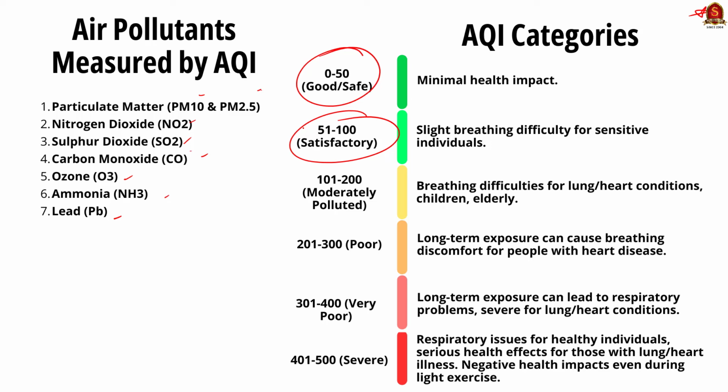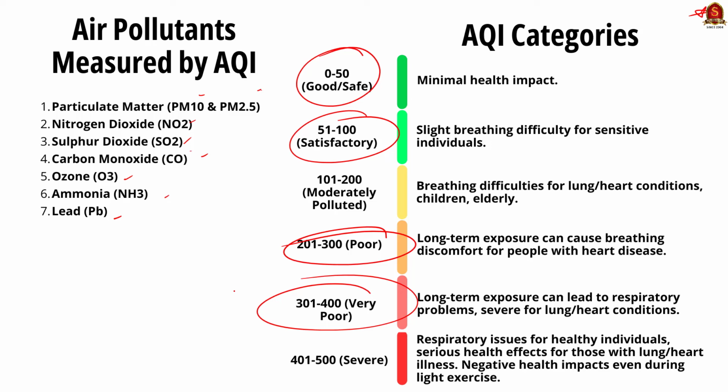Continuing our discussion, the readings 101 to 200 is moderately polluted. In this situation, individuals with lung diseases, heart conditions, children and the elderly may find it difficult to breathe. Then 201 to 300 is marked as poor, and in this situation, long-term exposure might cause breathing pain and discomfort for people with heart diseases. And 301 to 400 is marked as very poor, and long-term exposure could lead to respiratory conditions.